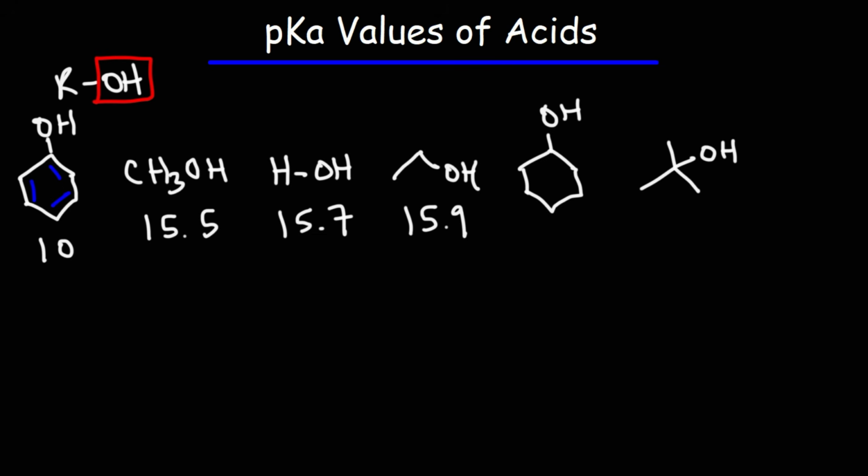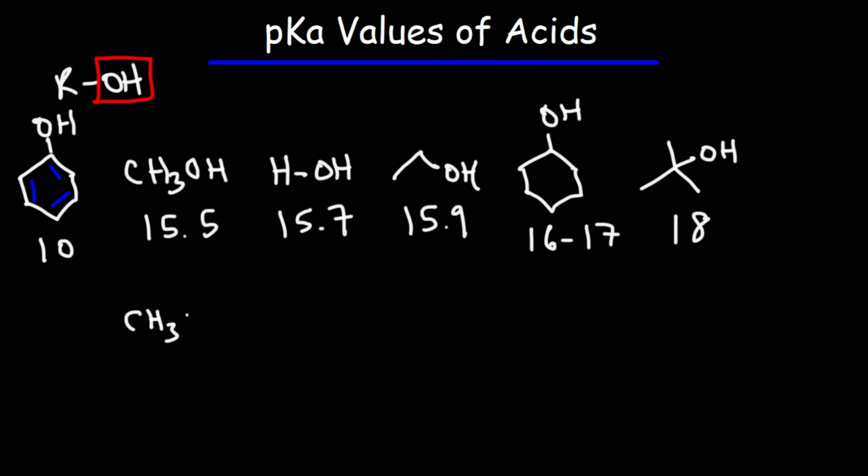When you take away the hydrogen and you put a negative charge on the oxygen, that negative charge can delocalize into the ring, and it could be spread among 3 other carbon atoms. So because we have electron delocalization, phenol is much more acidic than any typical regular alcohol. Now, cyclohexanol, a secondary alcohol, the pKa is around 16 to 17. Tert-butanol, a tertiary alcohol, the pKa is around 18.